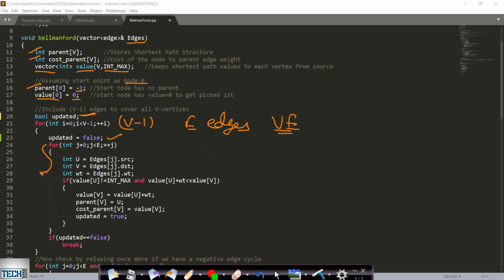Now we will be repeating for each and every edge, and whenever we have an edge from U to V, the given cost at U is not equal to int max, and also the cost at U plus this edge weight UV is less than the already present cost at V, then we will obviously replace the cost at V with the new cost, which is the lower cost. And we will also mark updated equals to true, saying that we have made at least one update for this step of relaxation.